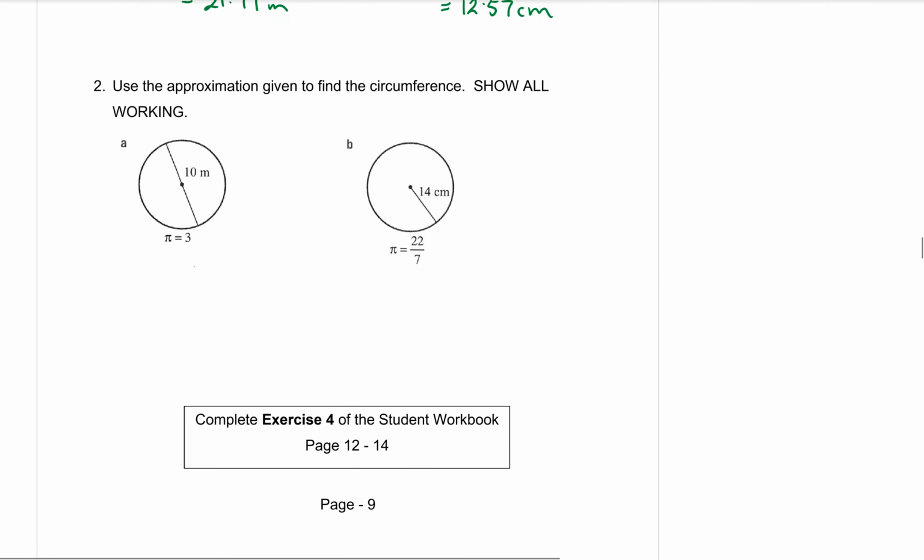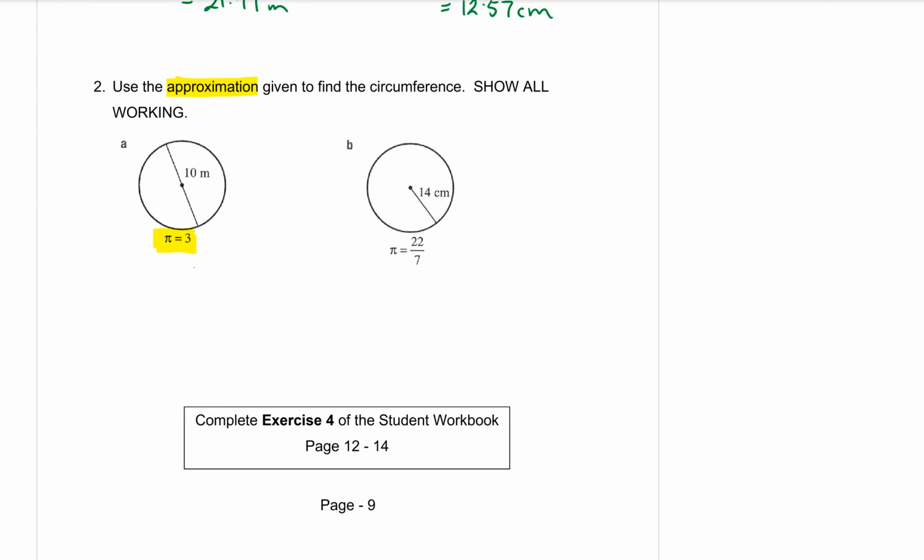Question 2. Now in this question, this is a bit different from what we were doing before. It says use the approximation given for pi to find the circumference showing all working out. So as I said, this is where we're not going to be using the pi button on our calculator. Instead, for 2a here, it says we're going to make pi equal to 3. I mean, it's a very bad approximation. We're cancelling all the decimal places off, but it is an approximation. We can use 3 instead of pi.